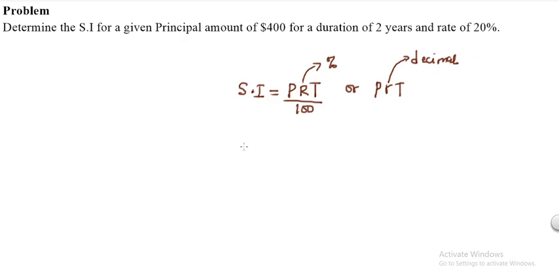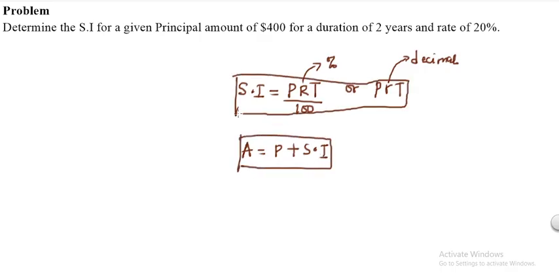So the second formula I wanted to show is the amount. This is the amount of money you get after you add your principal and your simple interest. It is simply given as P plus simple interest. Now that we know this formula and this formula, let's solve the problem on our screen.